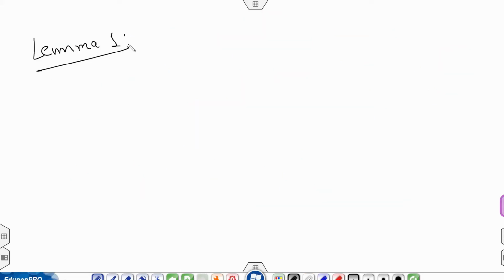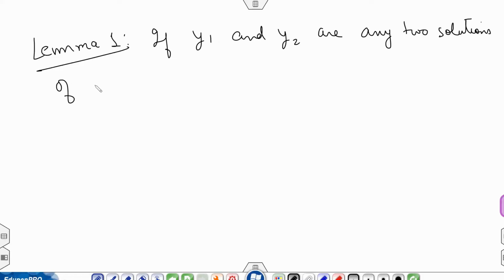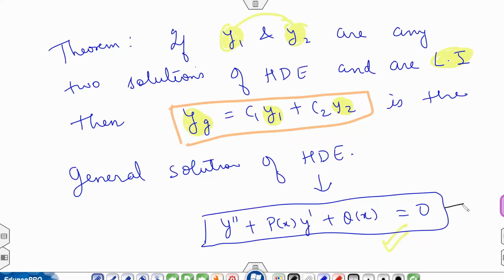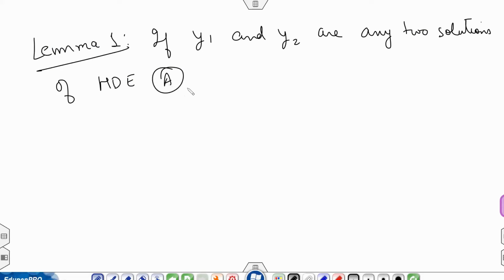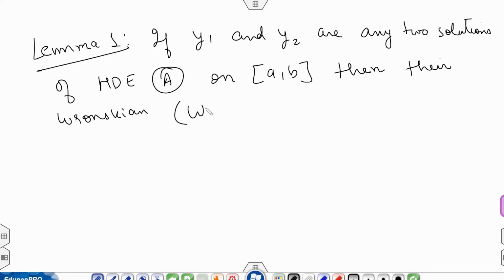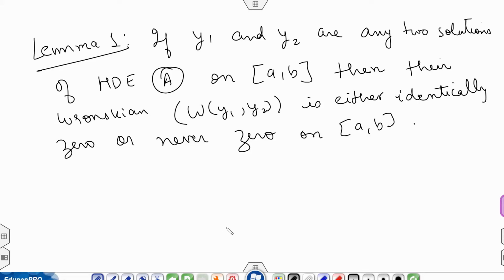So this is my lemma 1, which says that if y1 and y2 are any two solutions of the homogeneous differential equation, let me call this homogeneous differential equation as equation A, on the closed interval [a, b], then their Wronskian, I can represent the Wronskian like this, I have already told, is either identically 0 or never 0 on [a, b]. Okay, so let us prove this result.